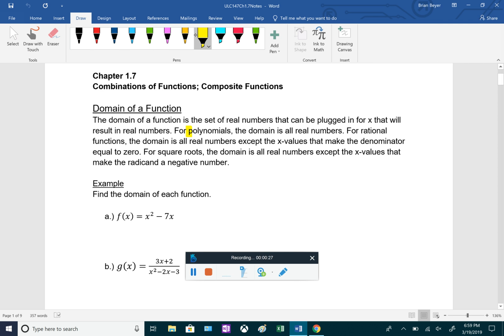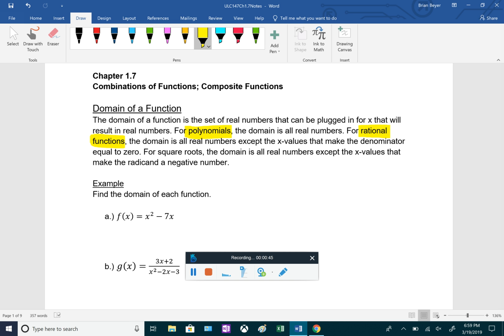So there's a couple different types of functions here. The first one being polynomials. For polynomials, the domain is all real numbers, so negative infinity to positive infinity. We can plug in any x values and it's not going to be breaking any math rules.